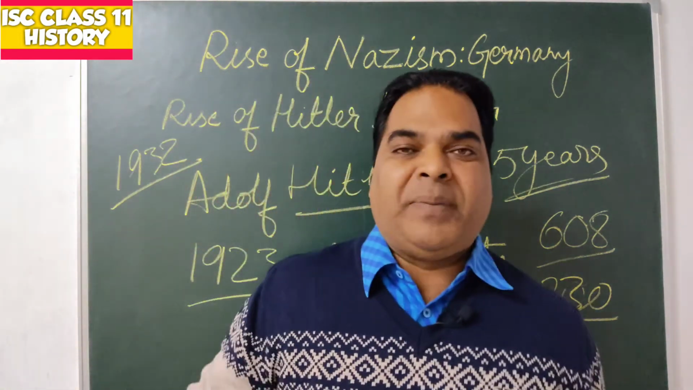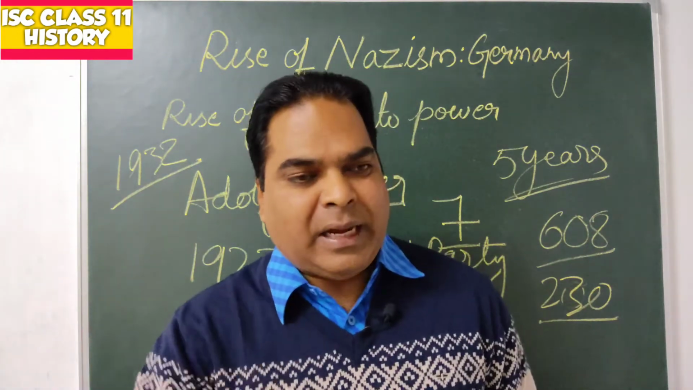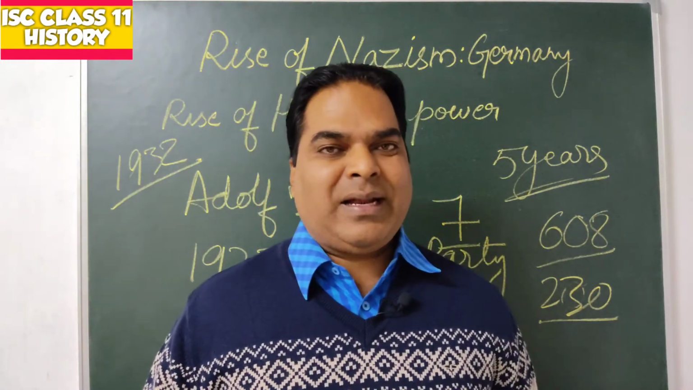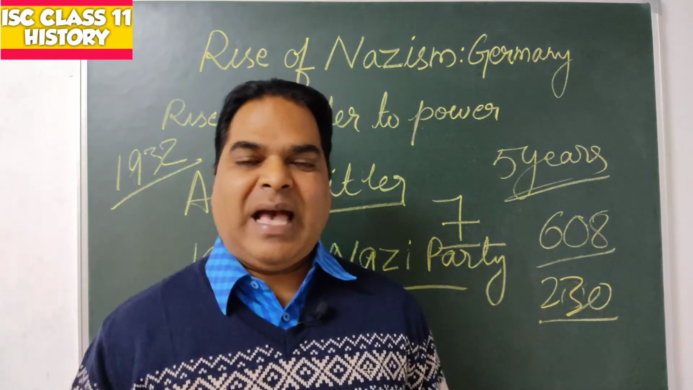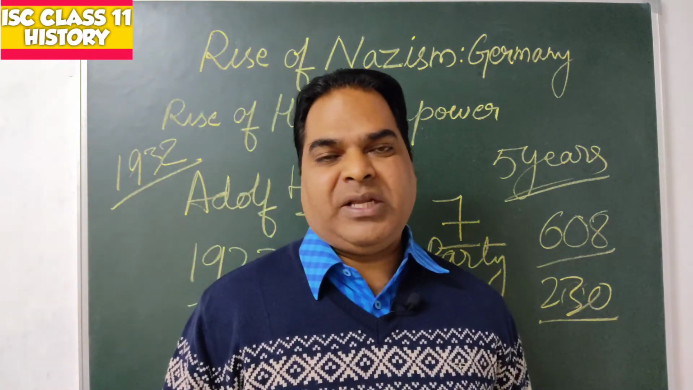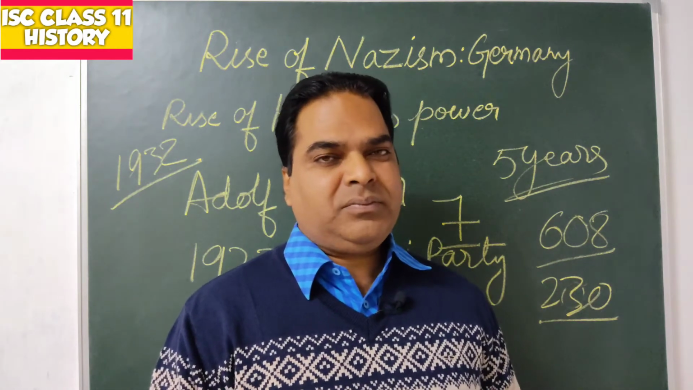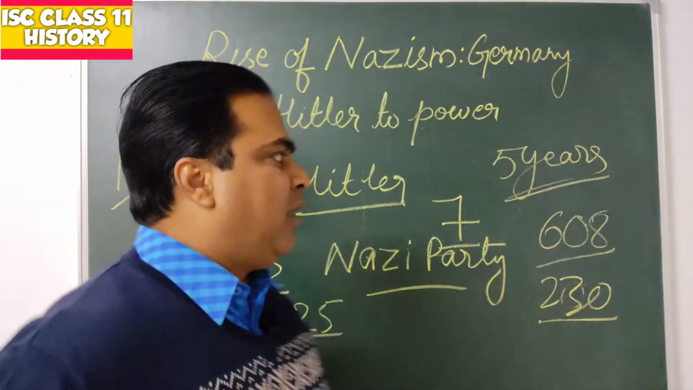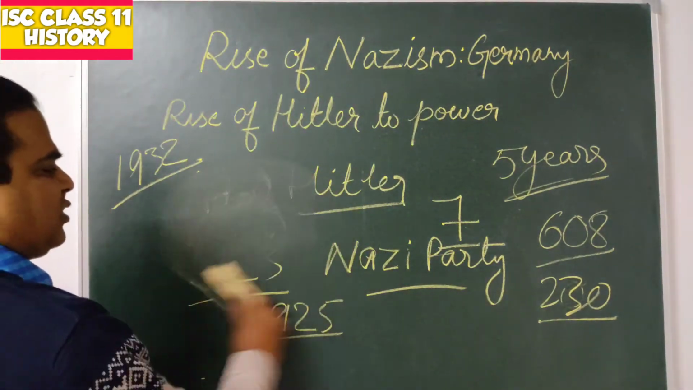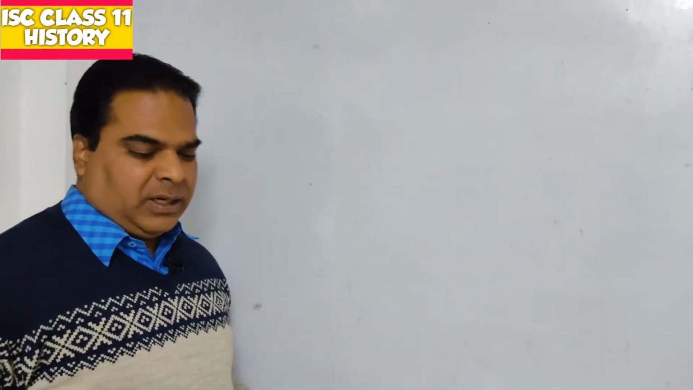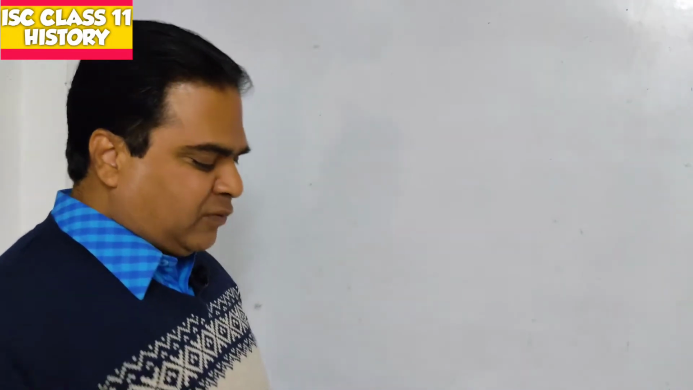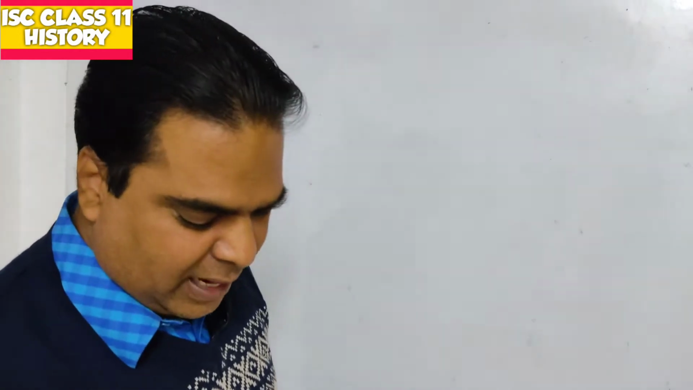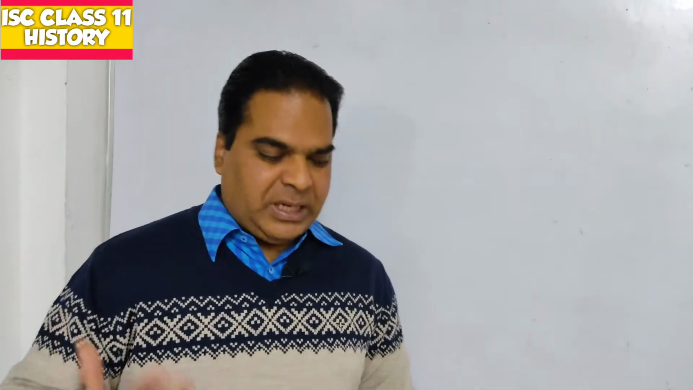So President Hindenburg, who never wanted Hitler to be the chancellor, but right now the numbers were in Hitler's favor. He had the number of seats. That is why President Hindenburg of Germany appointed Hitler as the chancellor. Chancellor means prime minister. So Hitler was appointed as the chancellor of Germany by President Hindenburg, because he had 230 seats out of 608.